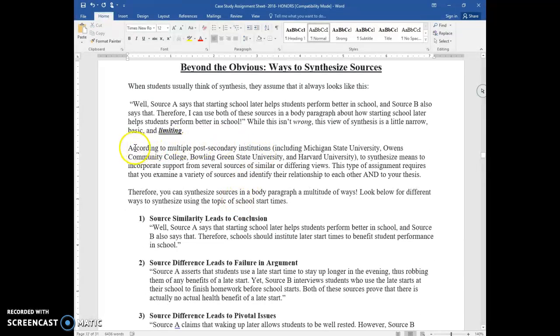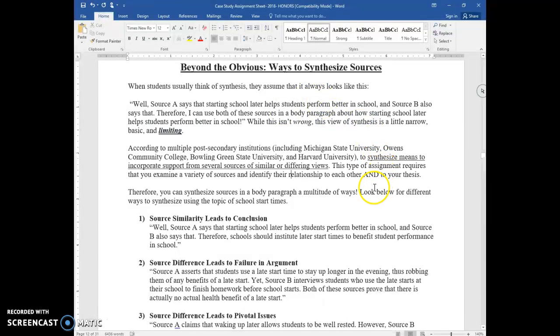Instead, and I'm getting this definition, it's not something that Ms. Haynes just totally made up. This definition of synthesizing comes from many different colleges. To synthesize actually means that you are incorporating multiple sources of similar or differing views, right? So what that means is you are seeing relationships between sources. You are seeing how sources relate to each other.